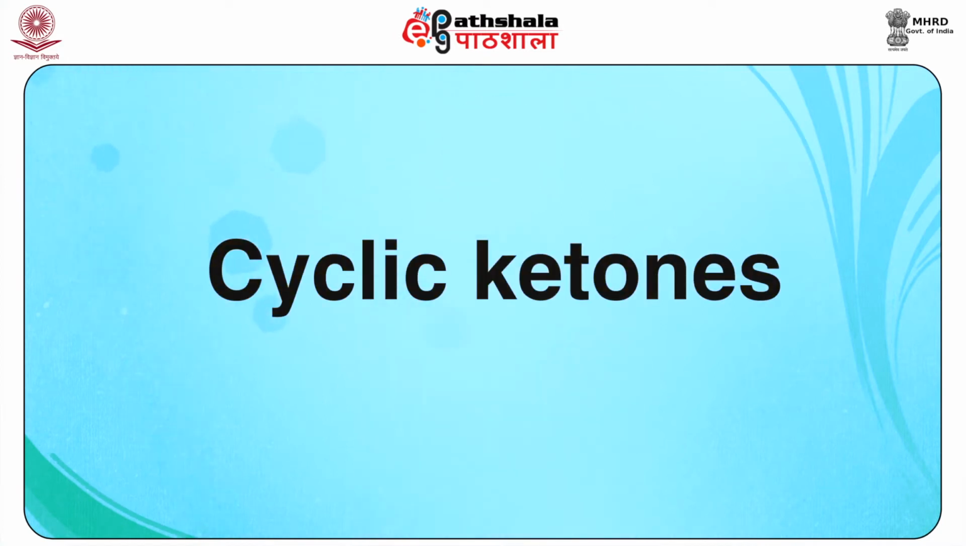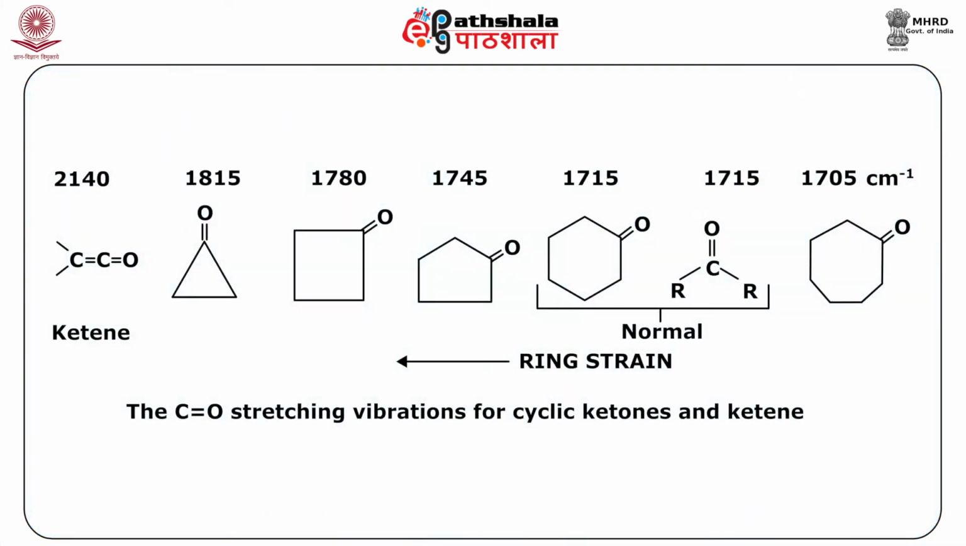Now students, we take up cyclic ketones and their vibrational frequency values. The frequency of the CO group in cyclic ketones increases with the increase in ring size, as has been discussed before in the factors affecting vibrational frequencies. Ring size is one of the factors. The ring strain shifts the absorption frequency values to higher values. Six-membered rings with a carbonyl group, for example cyclohexanone, absorb at the normal value, that is at 1715 cm⁻¹.